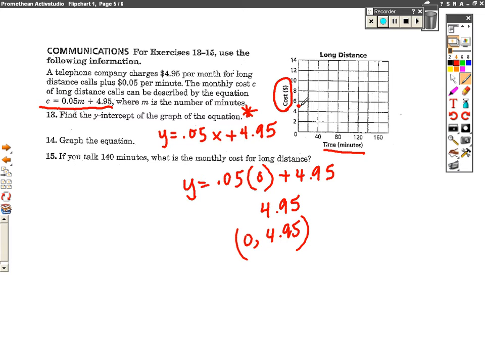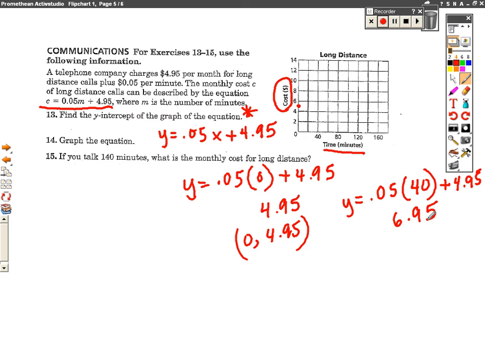Then it says graph the equation. So we need more than that one point in order to graph it. I can choose whatever domain I want. And I see down here, specifically, they use time of 40, time of 80, time of 120, time of 160. So that might be a good one to use. So I'm going to take my equation, and instead of plugging in a 0, I'm going to plug in a 40, because that would be the x that I want to know what the corresponding y would be. When I do 40, on my calculator right now, 40 times 0.05, 5 cents, and then I add 4.95, you get 6.95.